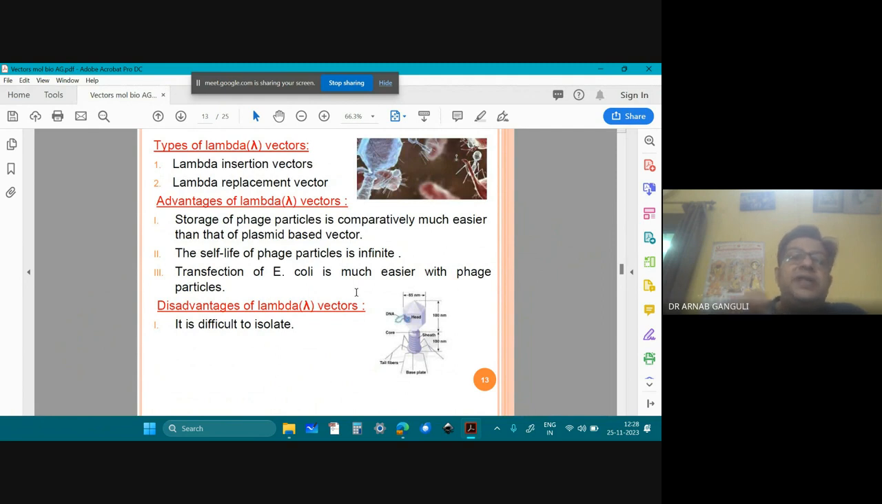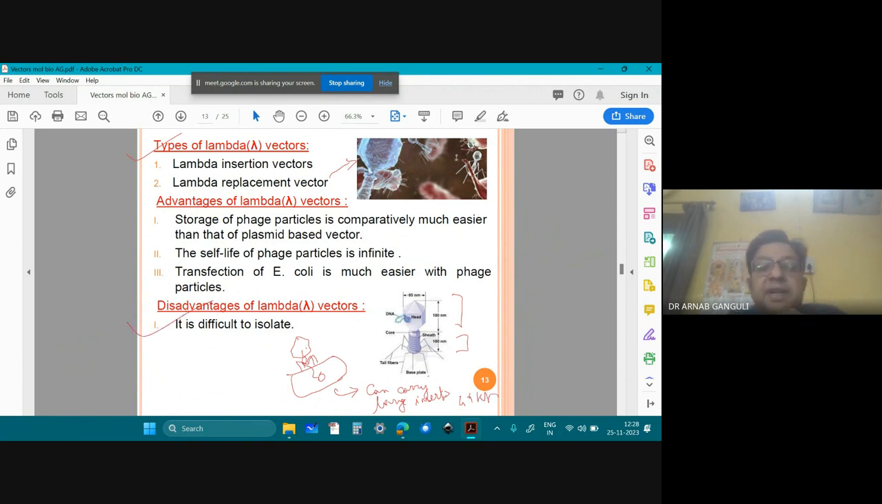For example, you have these lambda vectors. So this is a picture of a lambda phage. You can see a head region and a tail region, and this is the core region. And what happens? The bacteria is sitting over here. They come and sit down like this, and then they put the DNA inside. Here it circularizes and integrates, and so this bacteria can carry large inserts, 49 KB long.